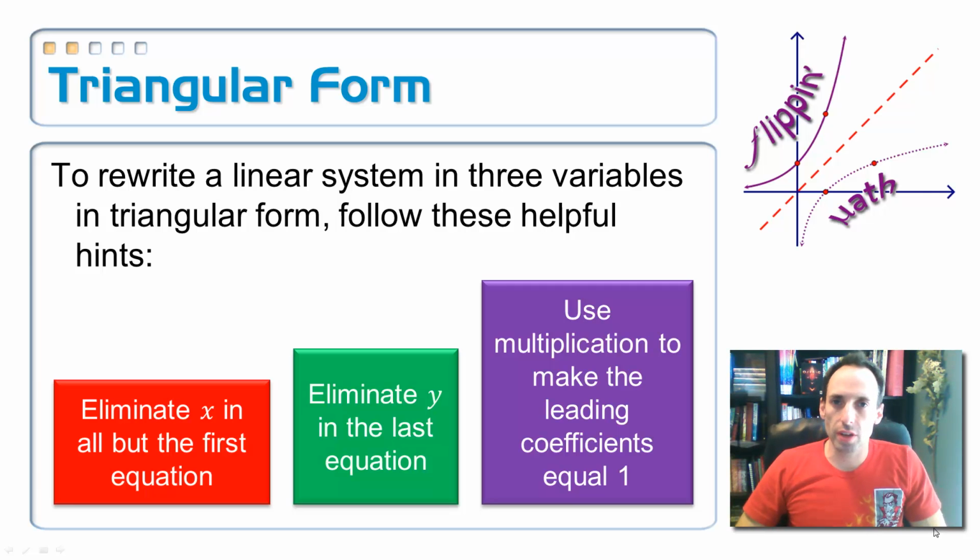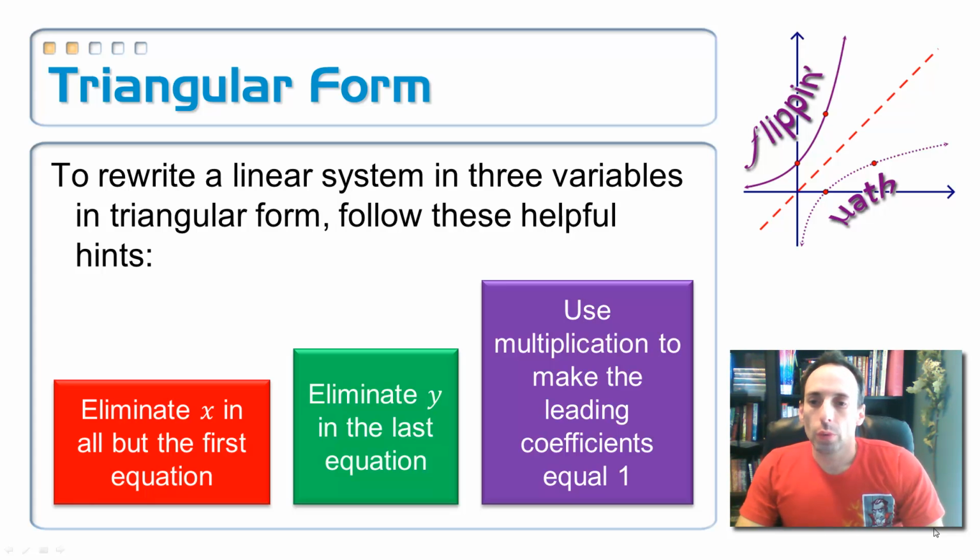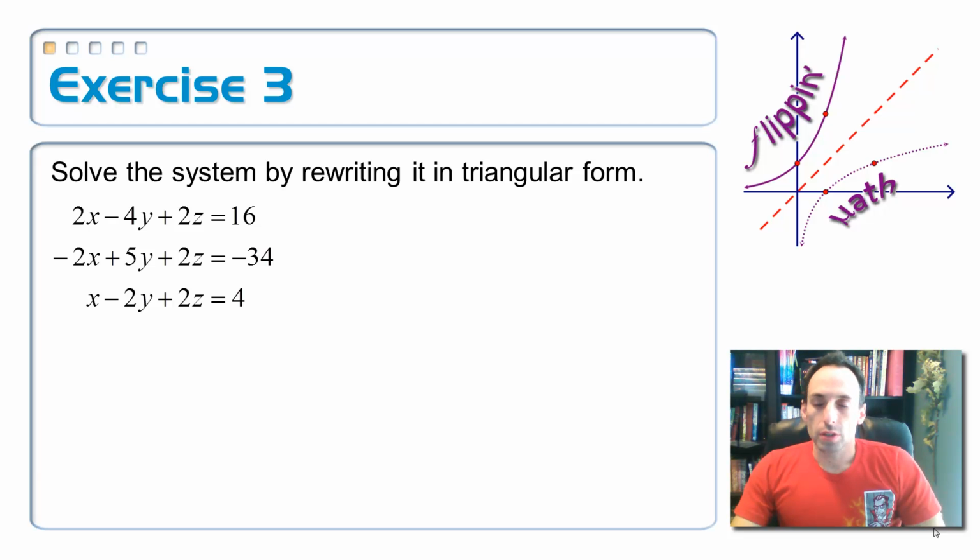Okay, so we have been discussing how to put a system of equations, three variables, into triangular form. It's an equivalent system that's way easier to solve. And the way we do it is we first eliminate the x in all but the top equation, then we eliminate y in the last equation, and then if we have to, multiply by some sort of constant in order to make the leading coefficients equal to 1. So let's do one more of these together, to write this in triangular form and then solve it.